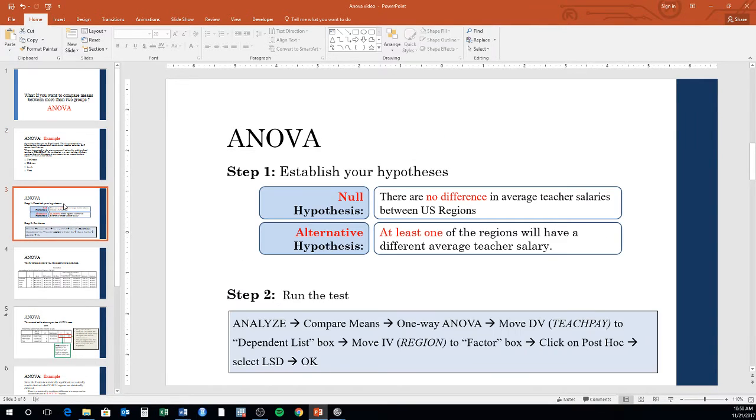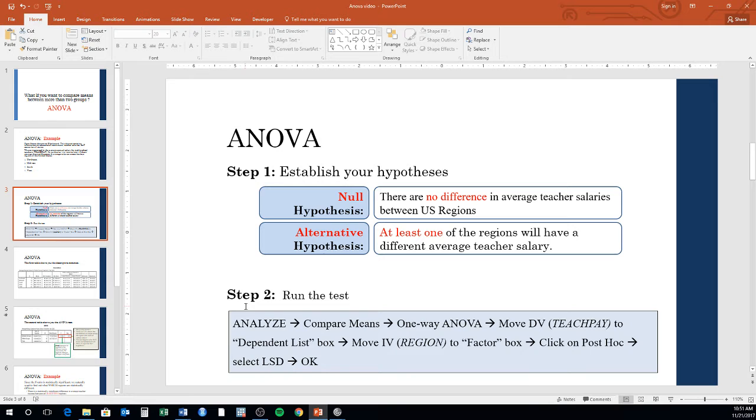Again, before we go to SPSS and start clicking away, we need to establish our hypotheses. The null hypothesis is always going to say that there is no difference between any of the groups. In our case, that translates to there are no differences in average teacher salaries between U.S. regions. Conversely, the alternative hypothesis is always going to say that at least one of the regions will be significantly different from the others. At least one of the groups will be significantly different from the others. So that translates to our case: at least one of the regions will have a different average teacher salary.